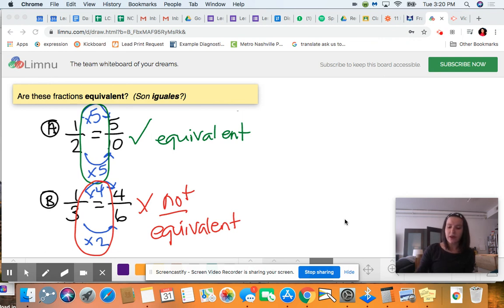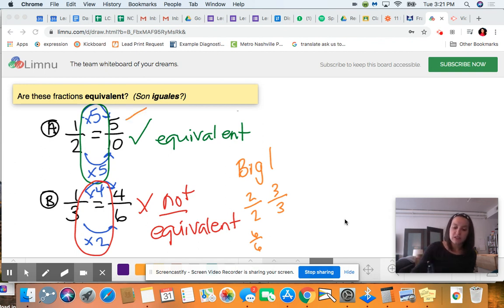Yesterday, we talked about the big 1. I'll change colors. And how in order for two fractions to be equal, we have to be multiplying them by a big 1, or a numerator and denominator that is the same. An example is 2 over 2, 3 over 3, 6 over 6, wherever the numerator and denominator are the same.